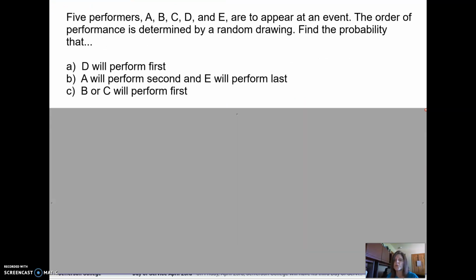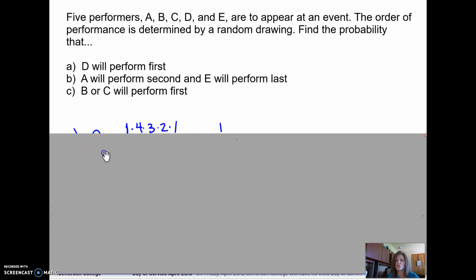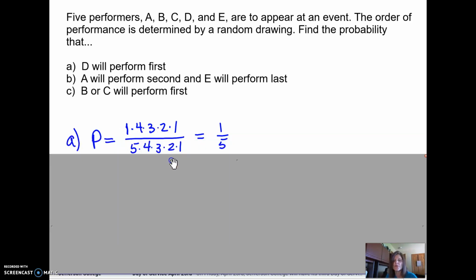This one says we have 5 performers, A, B, C, D, and E. Rather than names, we'll just give them letters. They're appearing at an event. The order is determined by random drawing. Can we find the probability that D will perform first? Okay, so favorable to total. The favorable outcomes would be D performing first means there's only one choice for that first position, right? 1, and then we don't care who comes after that, so there are 4 choices, then 3, then 2 times 1.